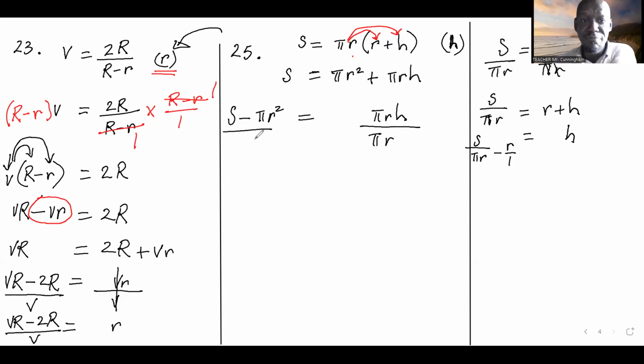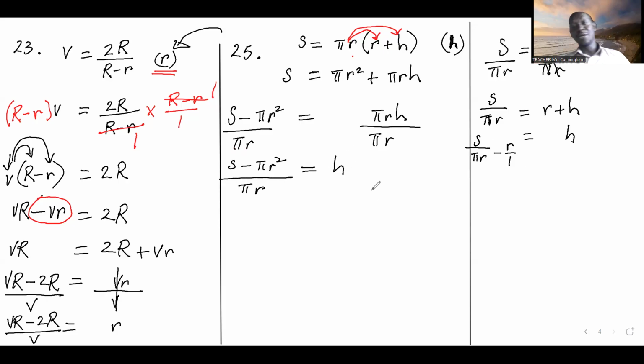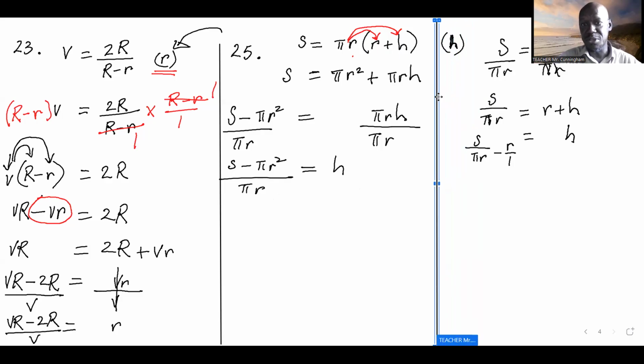I would have done it on both sides, pi r. So here, h is equal to s minus pi r squared over pi r. All right, nice, I like it. But here you have two different answers, and I just want to show you that these are the same answers, people. It's just looking different, but it's not.